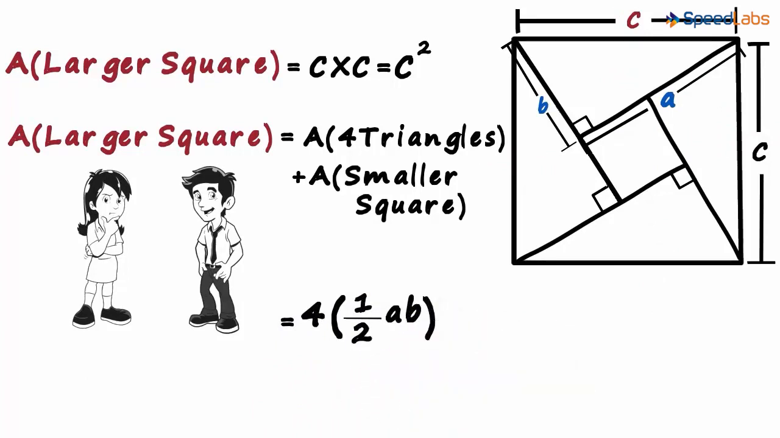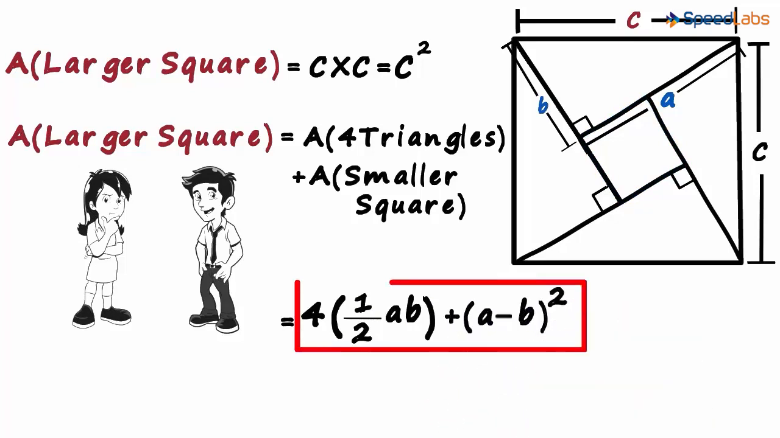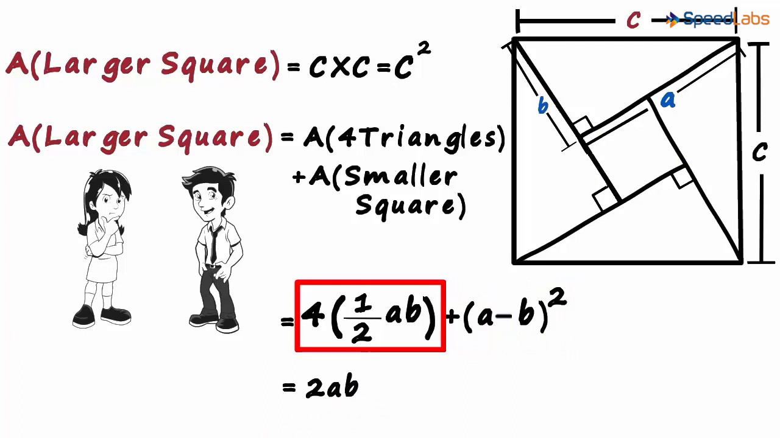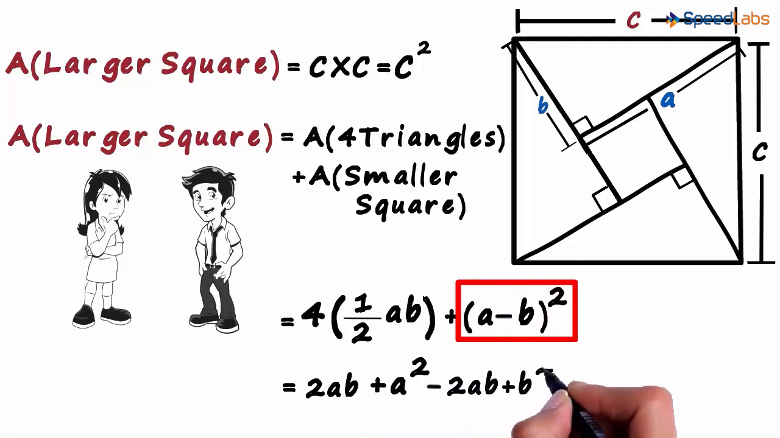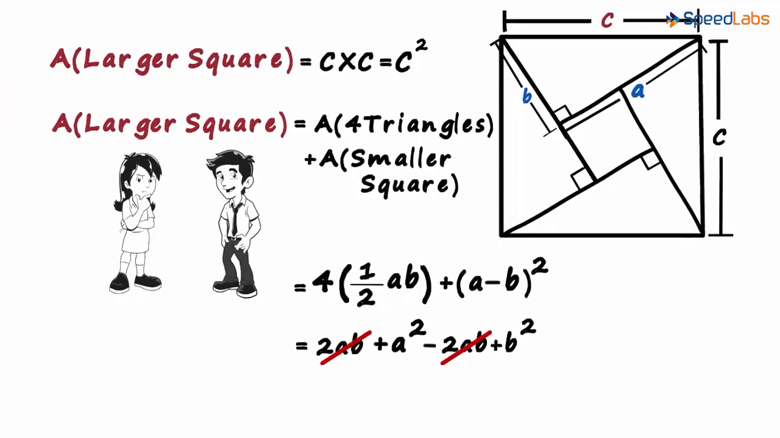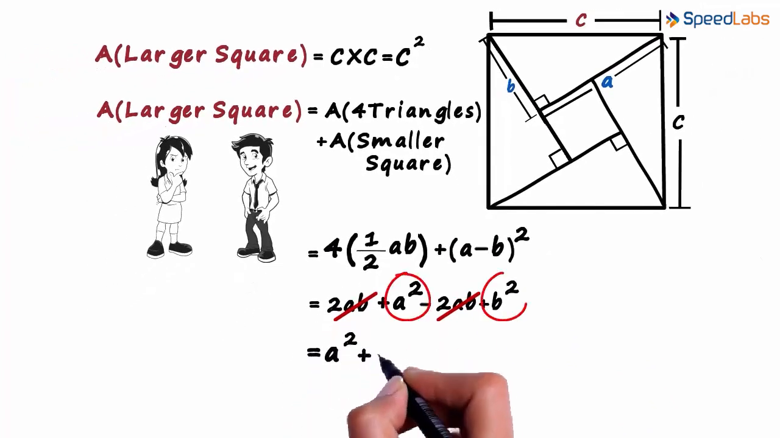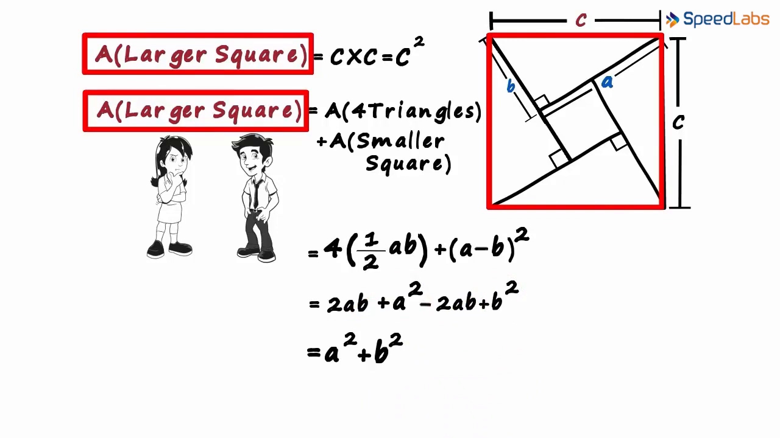But what is the area of the smaller square formed in the center? As the length of each of its sides is a minus b, its area will be (a minus b) the whole squared. All we need to do now is work this out. 4 times half ab will equal 2ab, and using the identity, we can write this as a squared minus 2ab plus b squared. 2ab and minus 2ab cancel out, and what we get on the right hand side is a squared plus b squared. We're talking about the area of the same square, so we can say c squared equals a squared plus b squared.